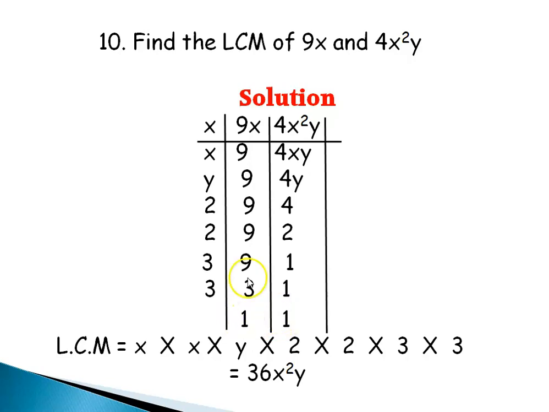Now that I've achieved that, I'm going to write out all the factors. I have x times y times 2 times 2 times 3 times 3. Is that taken? So 2 times 2 is 4. 3 times 3 is 9. 4 times 9 is 36. Then I have x times x squared, times y. So my LCM is 36 x squared y. Is that okay? Good.